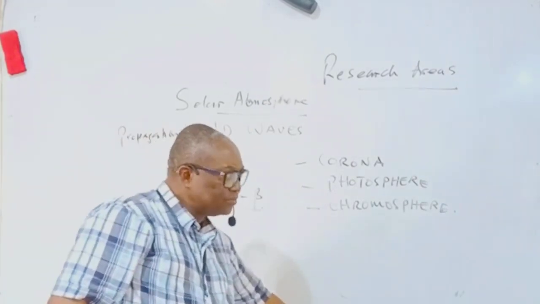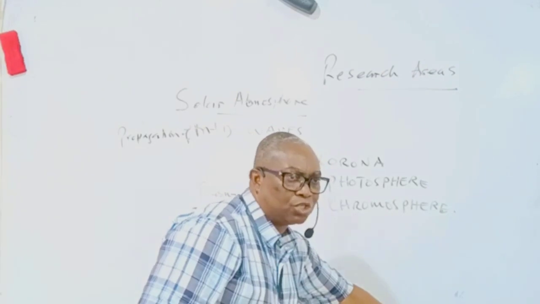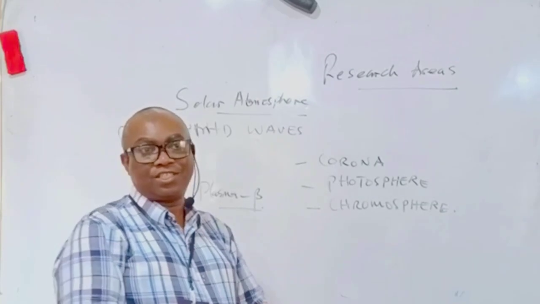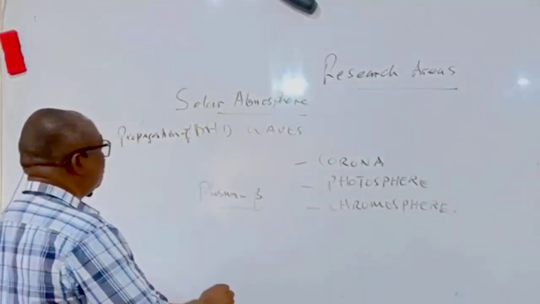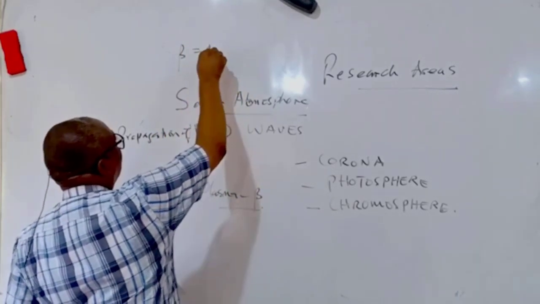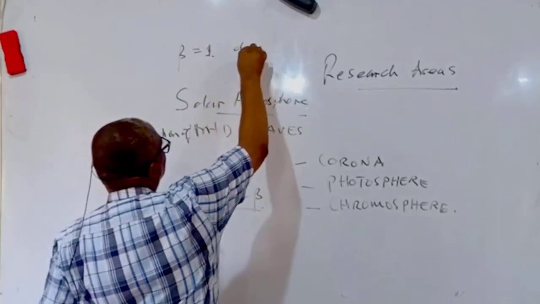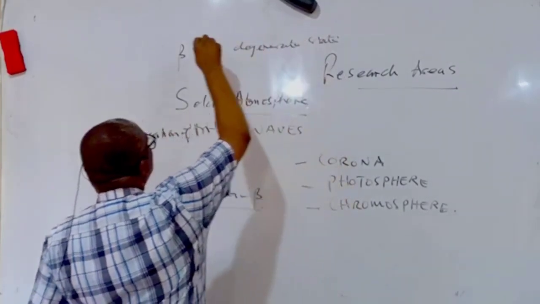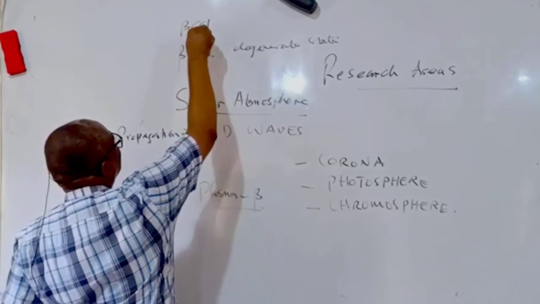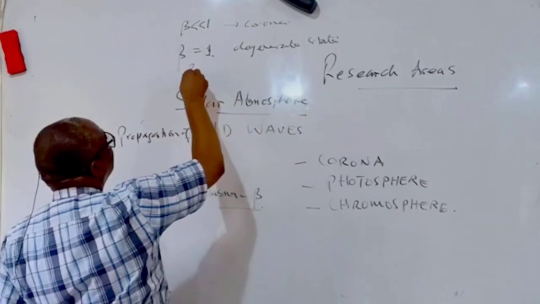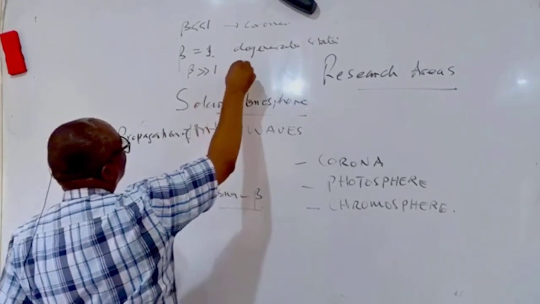If the plasma beta is equal to 1, we look at that as a degenerate state of the equilibrium. So whenever the beta is equal to 1, we consider it as degenerate states. And then if beta is far less than 1, we look at the corona. And when beta is greater than 1, we look at the photosphere.